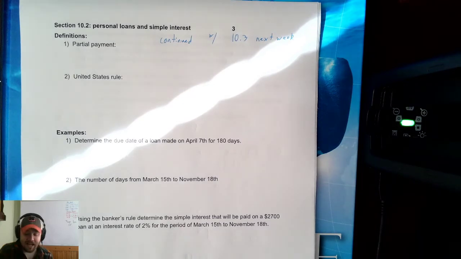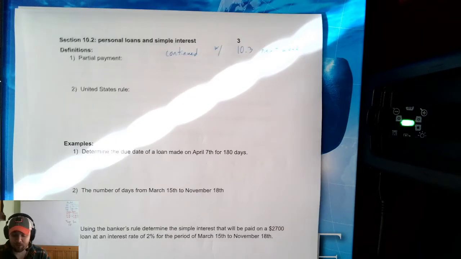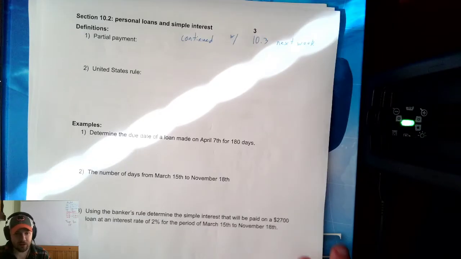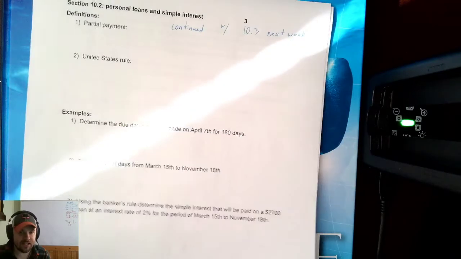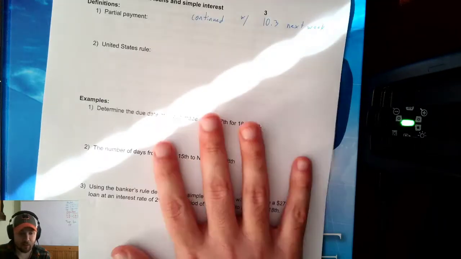That is all we will have for this section today. We have one more definition and two more examples to look at next week. That'll be mixed in with the 10.3 notes. So we'll start some 10.2 and then we'll move right into 10.3. So keep that in mind for next week.